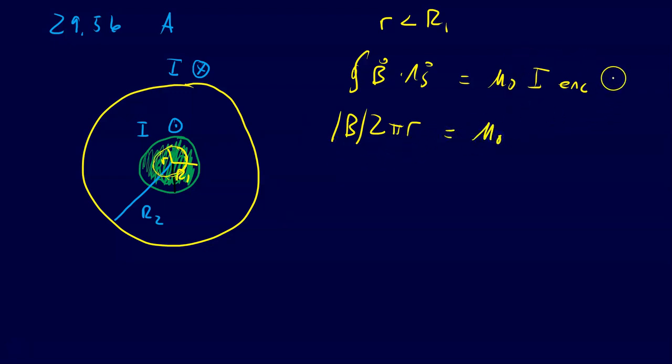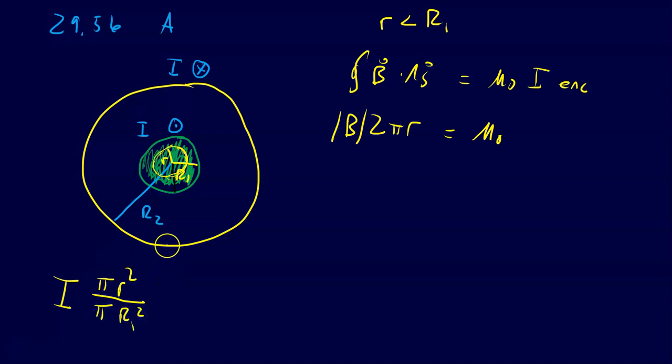Now here's where the tricky part comes in: I enclosed. I enclosed means that we want to somehow figure out just the current that's enclosed by our loop and not the total current. So again we want the total current inside the loop, so some sort of percentage of our current here. And the way to do that is to use the cross-sectional area. So what I'm going to do is say pi r squared divided by pi r1 squared.